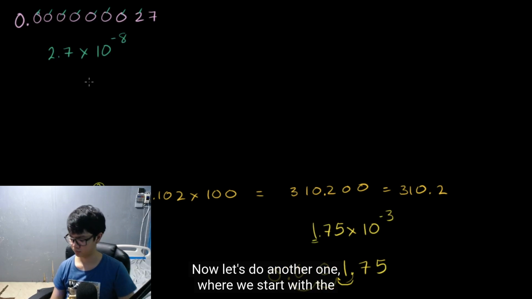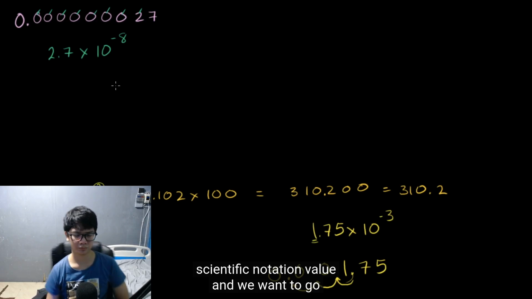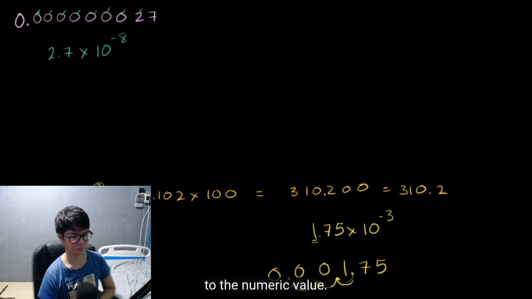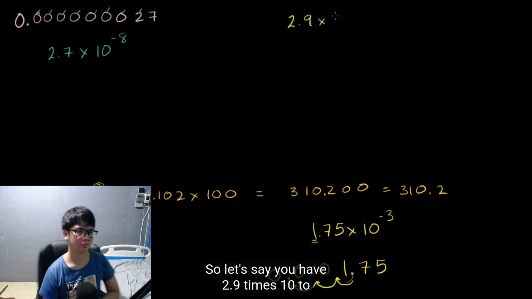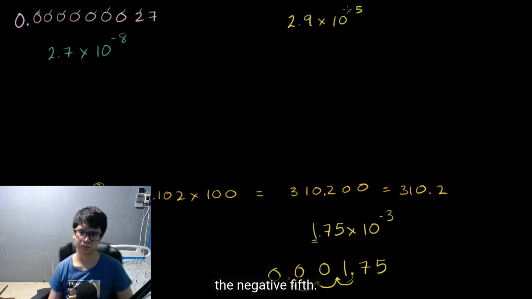Now let's do another one where we start with the scientific notation value and we want to go to the numeric value, just to mix things up. So let's say you have 2.9 times 10 to the negative 5th.